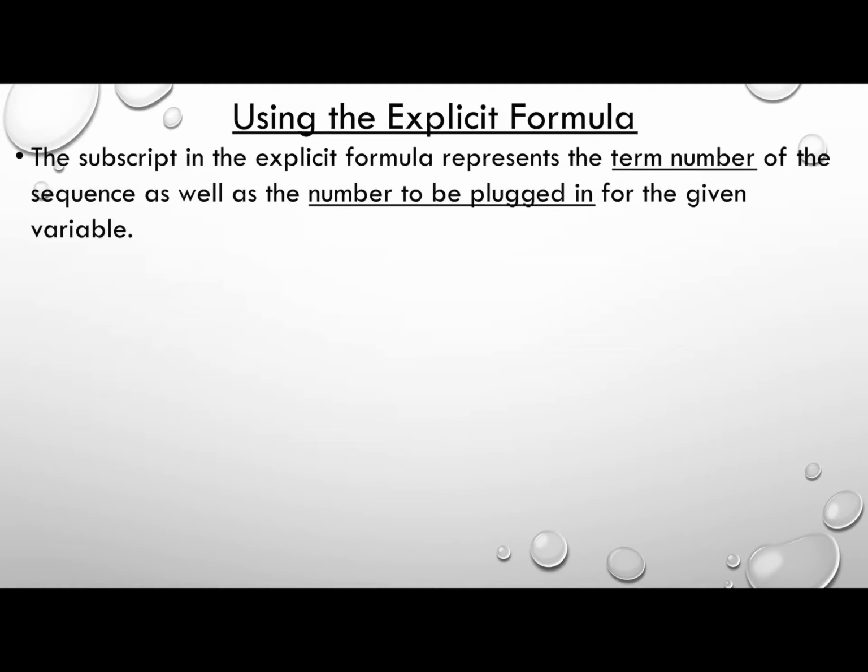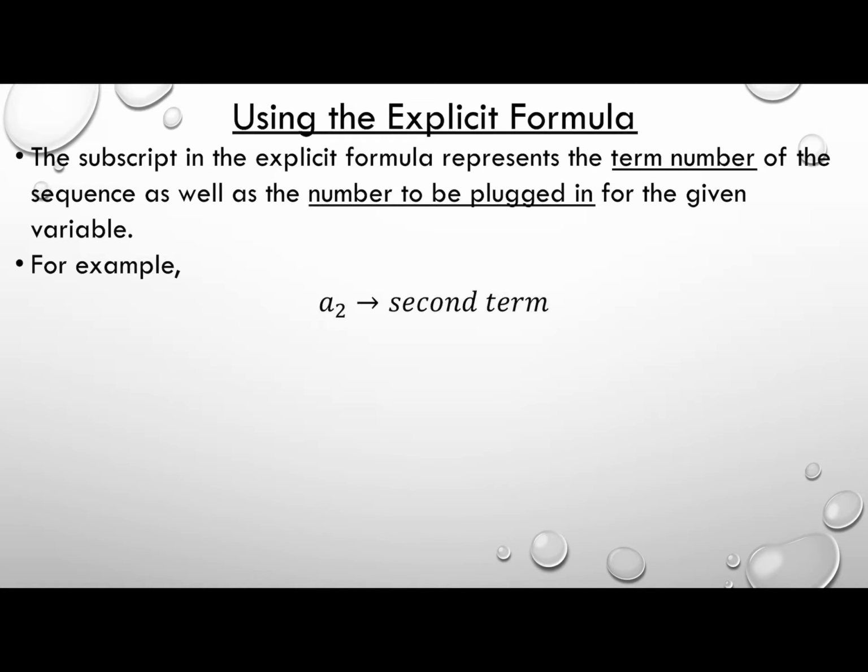So the subscript in the explicit formula represents the term number, right? We talked about this before. So if n is equal to 10, it represents the 10th term, so on and so forth, as well as the number to be plugged in for the given variable. Just like in function notation, x is the variable that you're plugging in for, for a lot of our sequences, n is going to be the variable that we're going to be plugging in for.